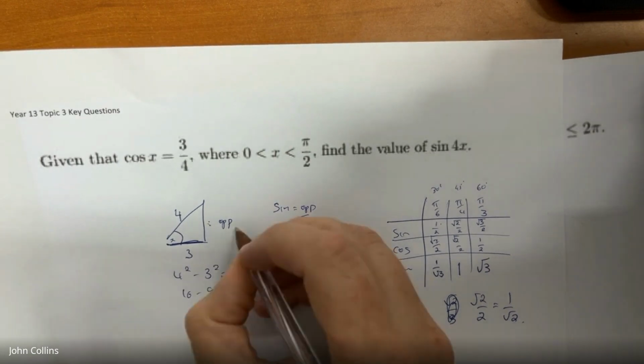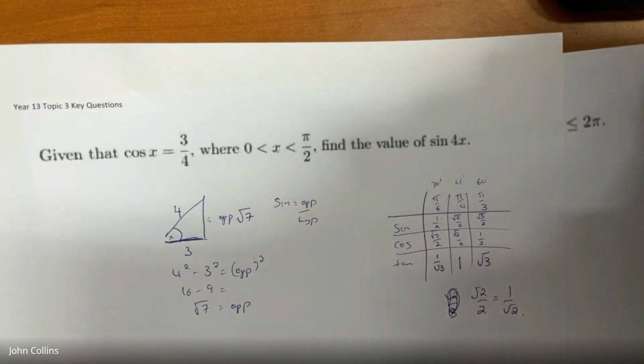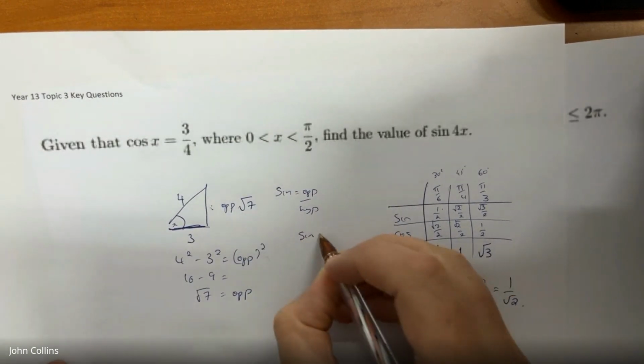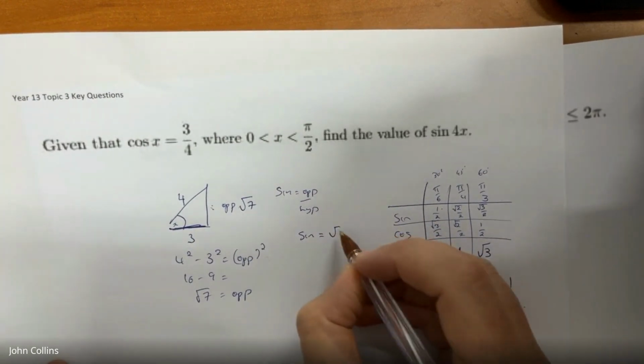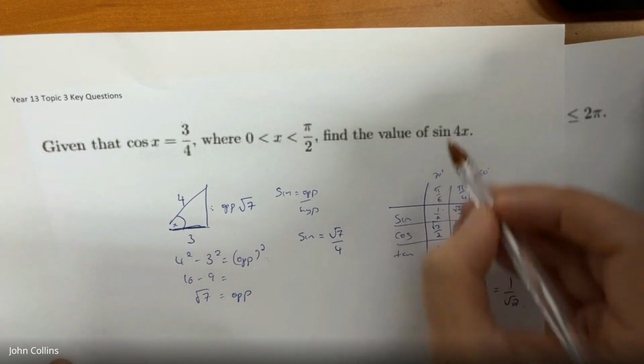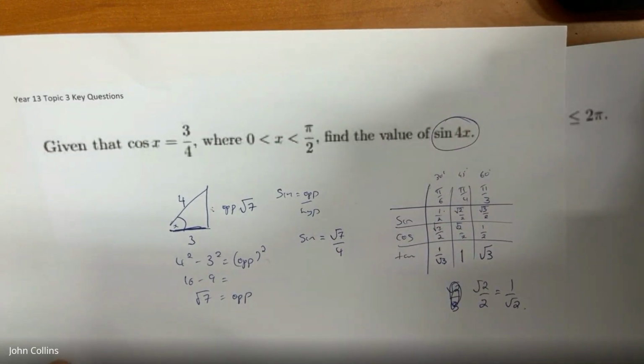I did that quite fast because I presume you're able to do that much. So what is the sine of this angle, which I've gone straight away to? It is root 7 over 4. Okay, but I don't need sine x, I need sine 4x. That's a problem as well.